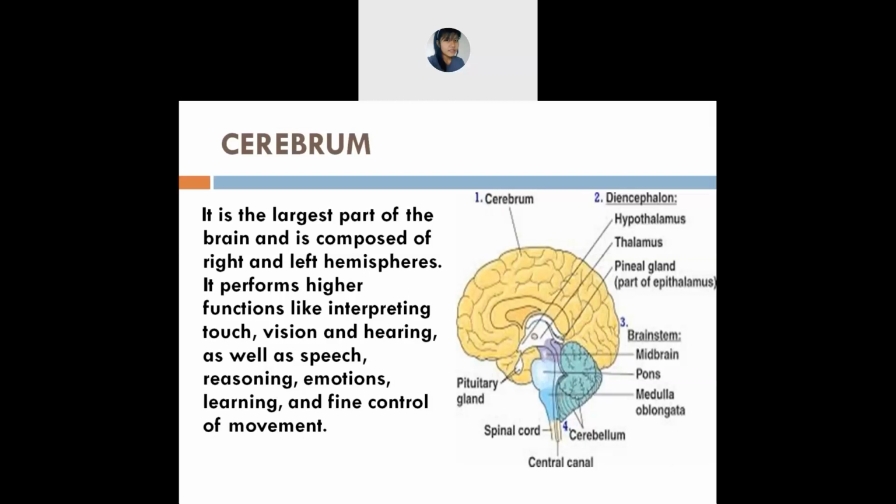Is it clear, everyone, about the cerebrum? Yes, ma'am. Virgishri, will you be able to speak about the cerebrum?